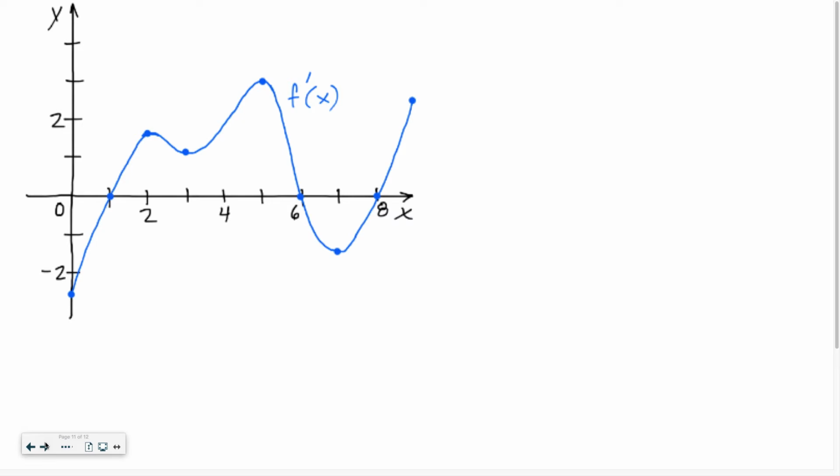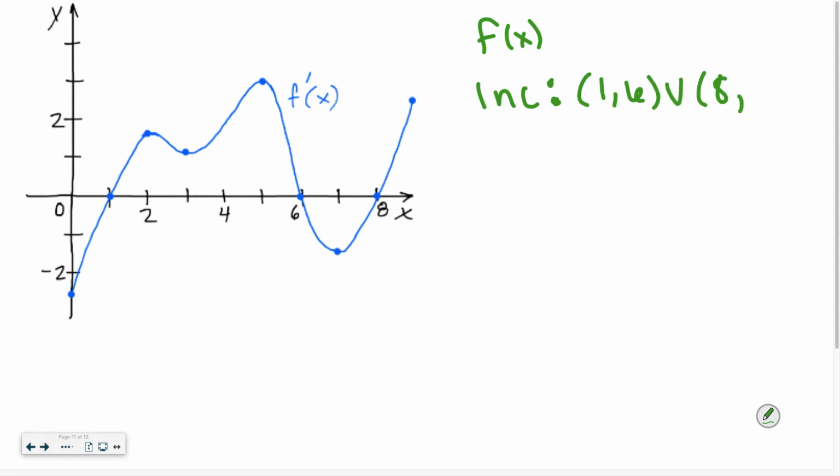So this is a graph of the derivative, right? If I were to ask you where our function is increasing, we would pick out which interval? This is the derivative. So we would pick out 1 to 6 and we'll say 8 to 9 because it kind of stops there.